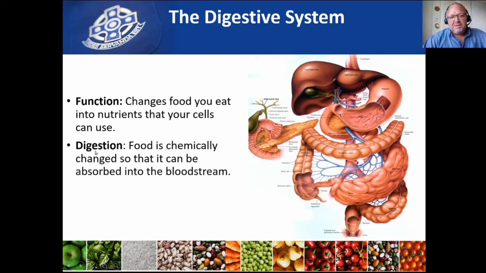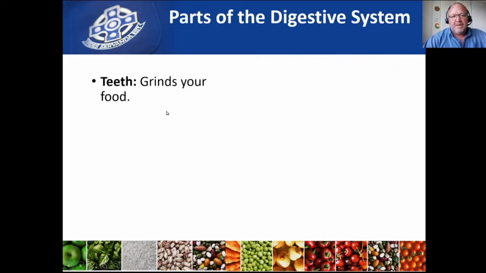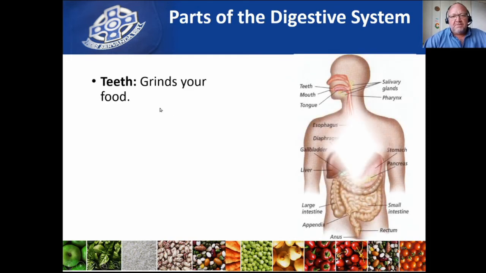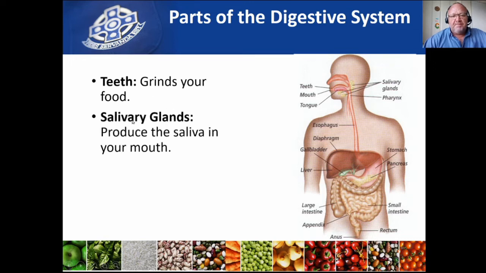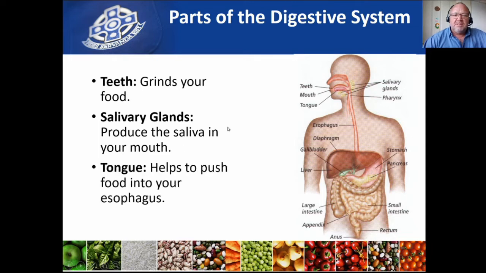So digestion is when we take the food and we chemically break it down so that it can be absorbed in the bloodstream. Your teeth, they grind your food. Okay, so when we start with the digestive system, the first thing is your teeth. It grinds the food down so that it becomes easier to swallow. It also helps to mix it with your saliva. The saliva is like the lubrication. That's why sometimes you have a little drink with your food. Also, it helps to moisturize your food. And then the tongue helps to mix the whole thing around. And then when you swallow, the tongue helps to push it all the way down into your esophagus.